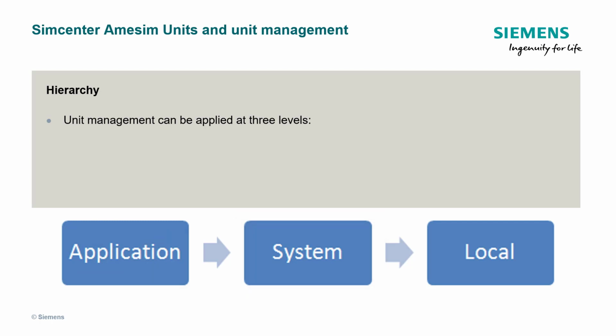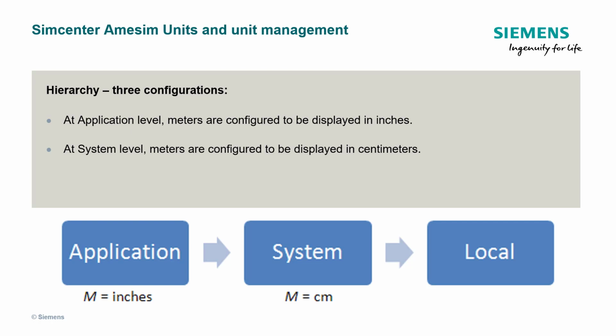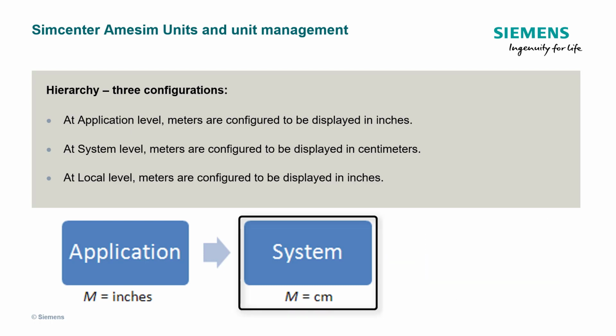To give an example, consider the following scenario. Here we have three configurations. At application level, meters are configured to be displayed in inches. At system level, meters are configured to be displayed in centimeters. At local level, meters are configured to be displayed in inches. In this case, the local configuration for individual components overrides any system or application level configurations, and meters will be displayed in inches. For all other components in the active system that are not locally configured, meters will be displayed in centimeters.